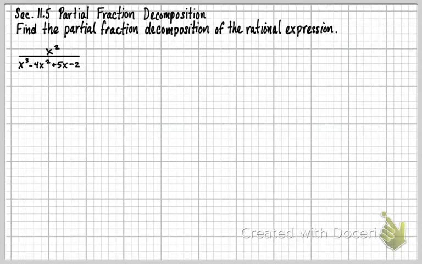Find the partial fraction decomposition of the rational expression. So let's take a look at this rational expression. Now this is probably going to bring back bad memories for you guys, because everything we've had prior to this, the bottom was factored. Now this one, the bottom isn't factored. So what does that mean for us?